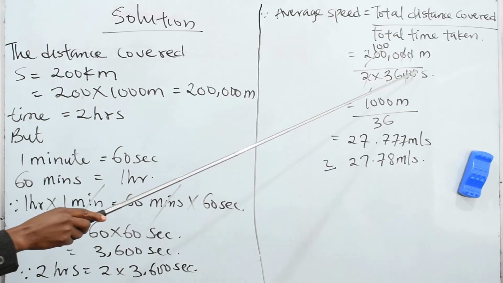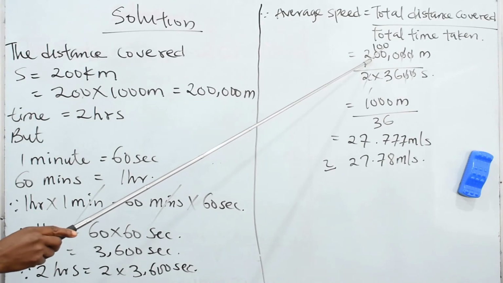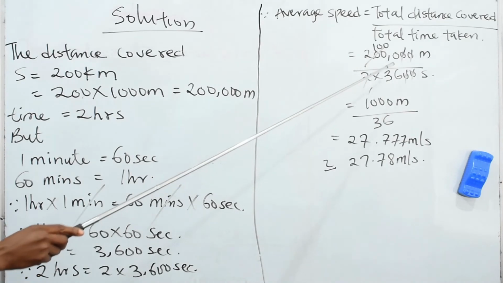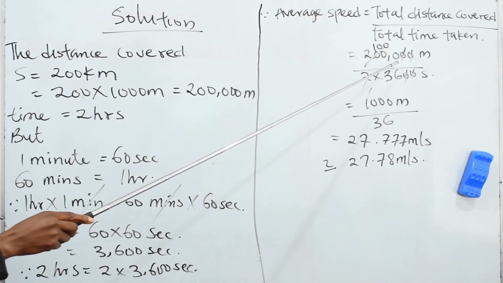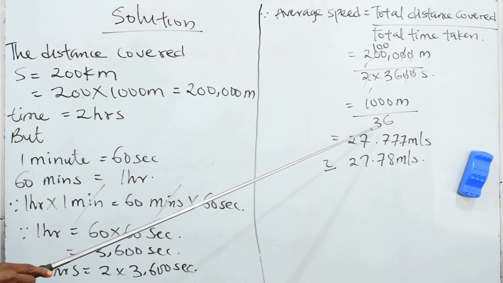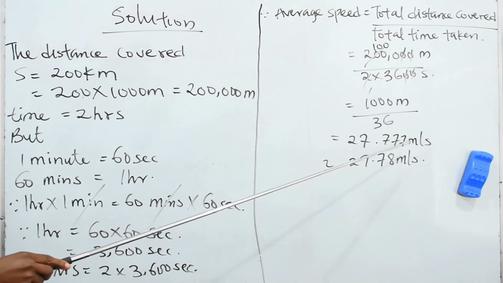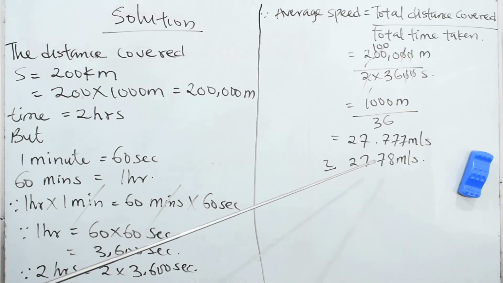If you now divide, cancel 0 against 0, 0 against 0. Now, 2 into 200 will give you 100, and what is remaining here is 0. You now have 1,000 divided by what? 36. That is what is remaining here. So 1,000 divided by 36 gives you 27.777 meters per second. So that is approximately 27.78 meters per second.